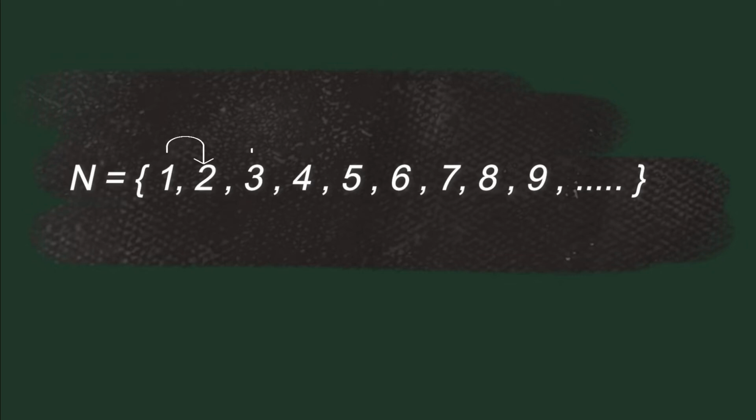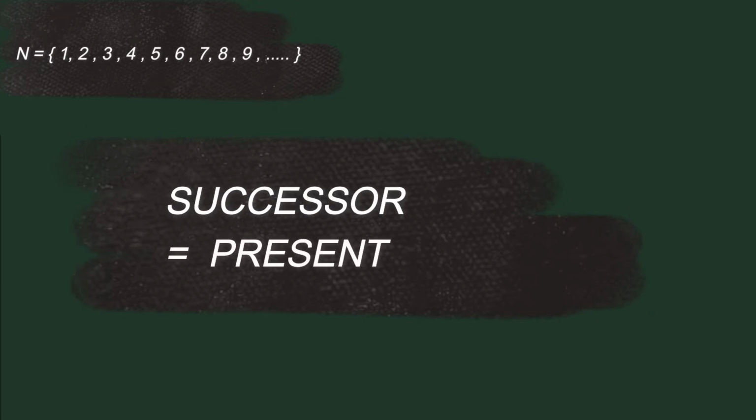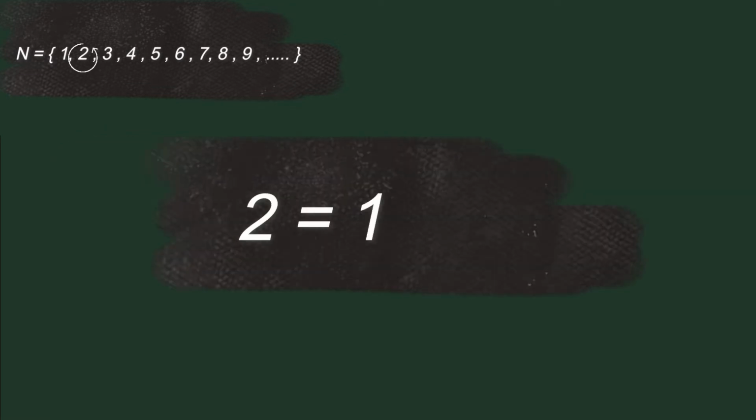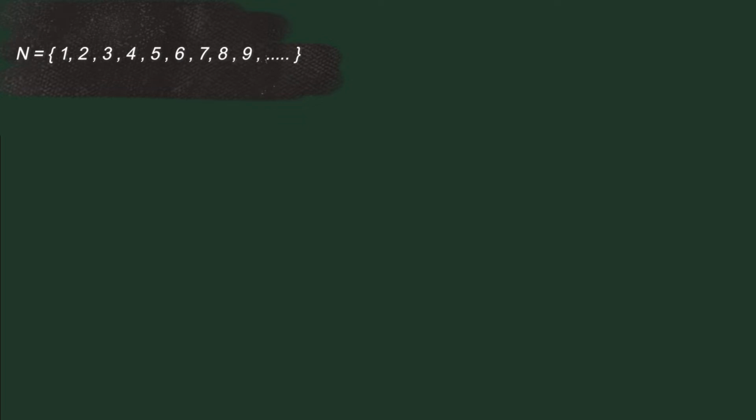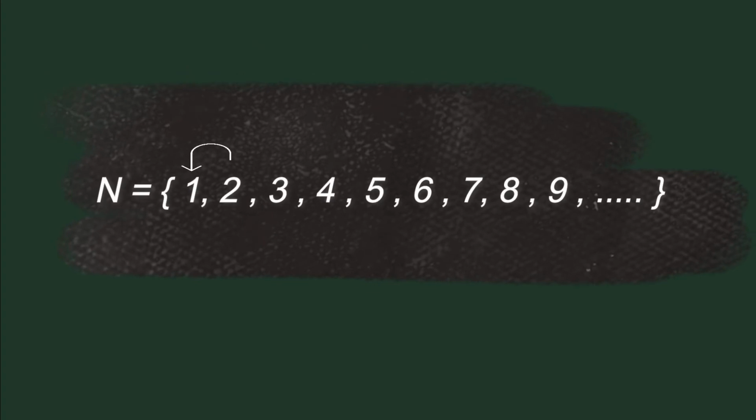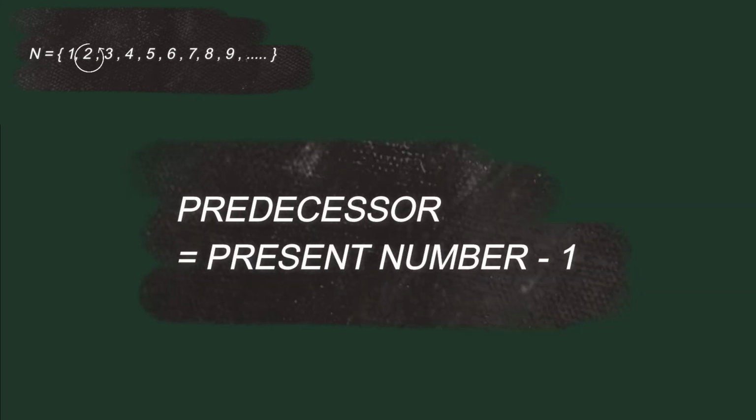Successor. The number right next to the present number, also known as the number that comes after the present number, is called the successor. So, successor is equal to present number plus 1. Predecessor. The number that comes before the present number is called the predecessor. Predecessor is the previous number to the present number. So, predecessor is equal to present number minus 1.